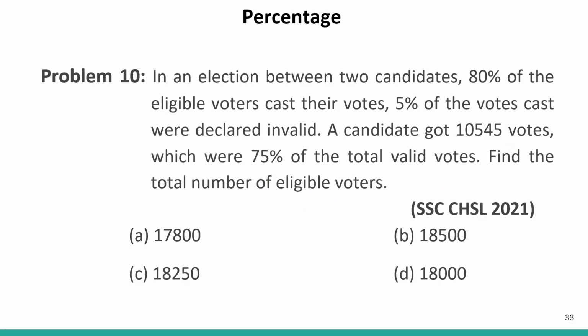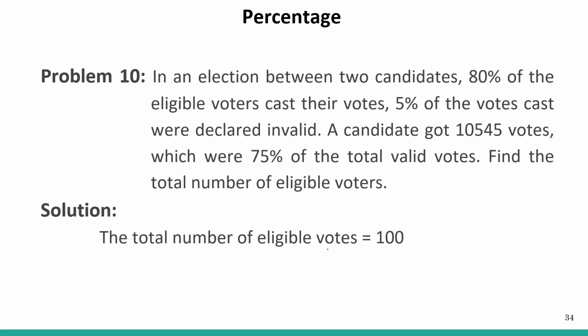So in an election between two candidates, 80% of eligible voters cast their votes. So 5% of the votes cast were declared invalid. So a candidate got 10,545 votes, which were 75% of the total valid votes. So find the total number of eligible voters. So is it 18,500 or 18,000, 18,250 or 17,800? So let's see. This question has been asked in SSC-CHSL 2021 exam.